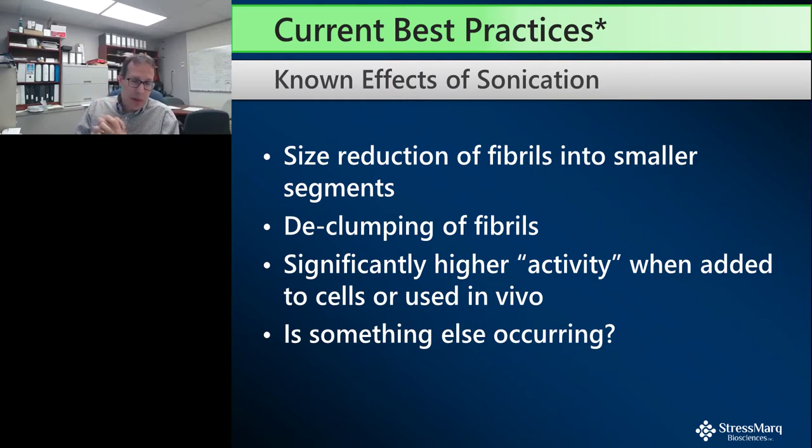So if we summarize that briefly, the effects of sonication, as we know them, are that they reduce the size of the fibrils into smaller segments, which we know to be true. It declumps the fibrils, which we know to be true and is also probably very intuitive, because they are in suspension, not in solution, so they do clump together. And we also know, and this is very key, that we get a significantly higher activity when we add sonicated or properly sonicated PFF materials to cells or use them in vivo. The actual difference can be quite extreme.